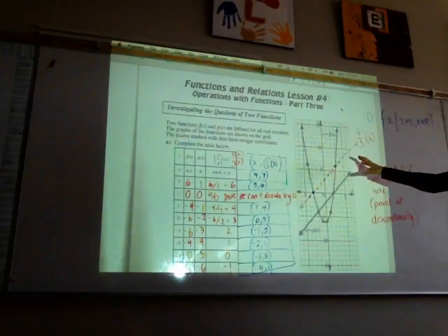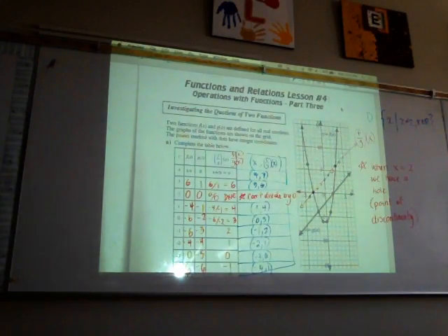So did everyone have a chance to copy down the table of values and the graph? They can move up.